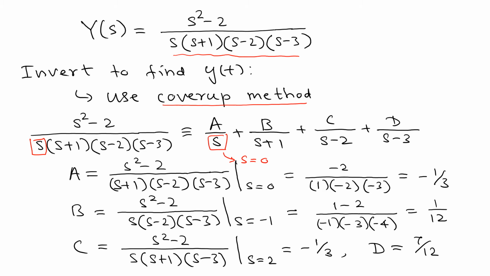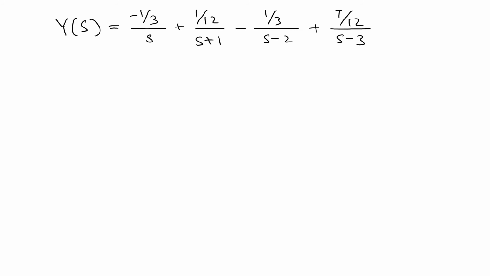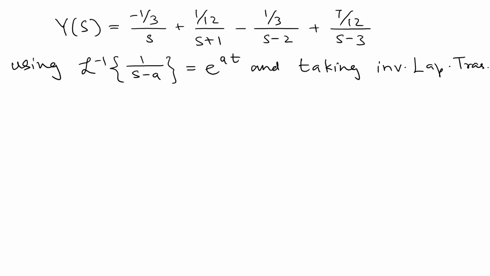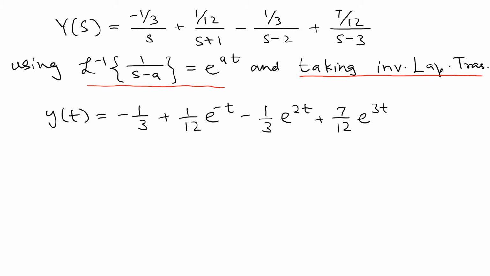Now we plug these values into the Y(s) expression like this. So we have Y(s). Now we use the inverse of the 1 over s minus a expression to find y(t). We use the common expression, and then take the inverse Laplace transform. We can have the answer like this, where we use the fact that the Laplace transform of 1 is equal to 1 over s. That's how you get the first term. So this is how you solve an equation with distinct linear factors quickly using the cover-up method.